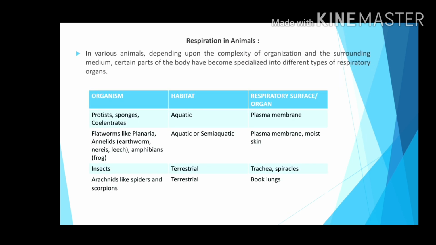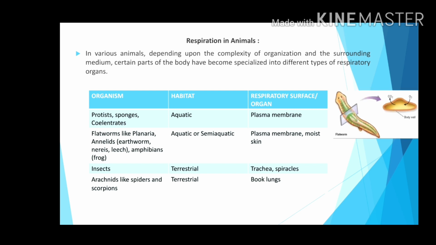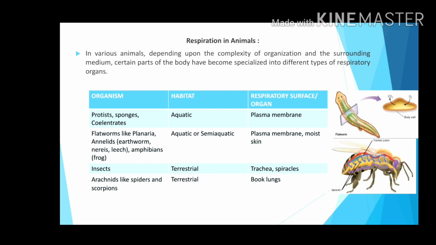The first one, the protists, sponges, coelenterates, they are aquatic, and in them the respiratory surface is the plasma membrane. Earthworms, amphibians, they are aquatic or semi-aquatic, and for them it is either the skin or plasma membrane. Insects, now the picture is of fish, flatworms. The insects, how do they respire? At the sides, they have small hole-like structures called spiracles, which lead to the trachea and help in the respiratory system in the body. Spiders, scorpions, they have book lungs.